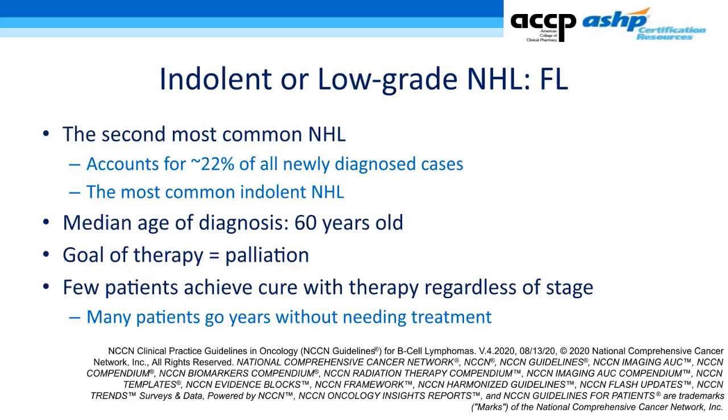So let's start off with a review of indolent or low-grade non-Hodgkin's lymphoma, and we're going to use follicular lymphoma as our example here. This is the second most common type of non-Hodgkin's lymphoma, and it accounts for about a quarter of all newly diagnosed cases. And again, follicular lymphoma being the most common indolent version of this disease. This is a disease of older patients, and our goal of therapy is palliation because very few patients are able to be cured with therapy, regardless of their stage. Now, with that said, many patients can go years without needing treatment, so sometimes our most important question is when to start.